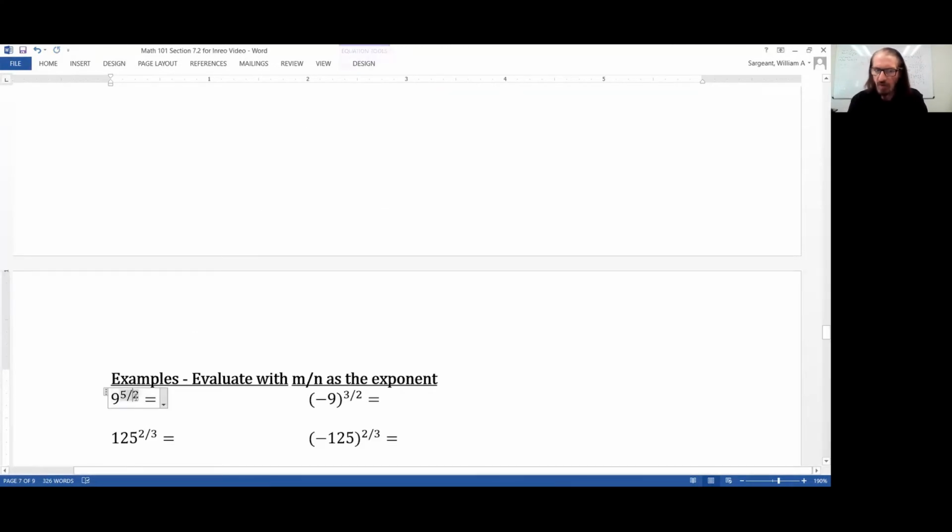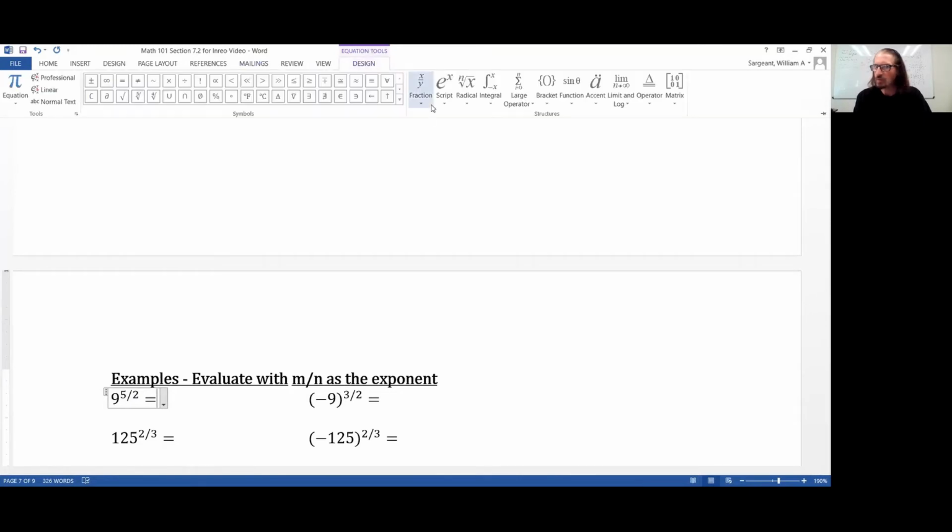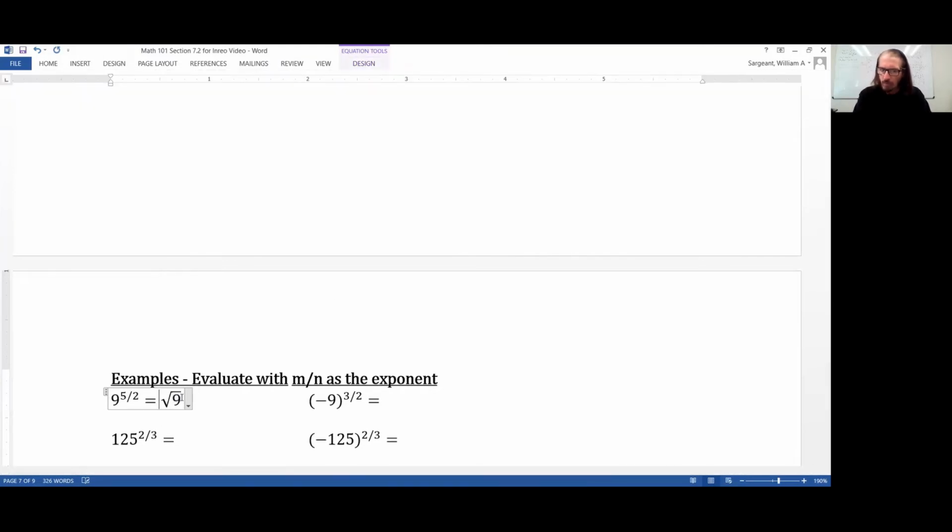So when we have 9 to the 5/2 power, I actually like to apply the first one because that can let us deal with some smaller numbers. That's talking about the square root of 9 raised to the 5th power, rather than figuring out 9 to the 5th and trying to take the square root of that. Take the square root of 9 first, raise that to the 5th power, and it should give us 243.